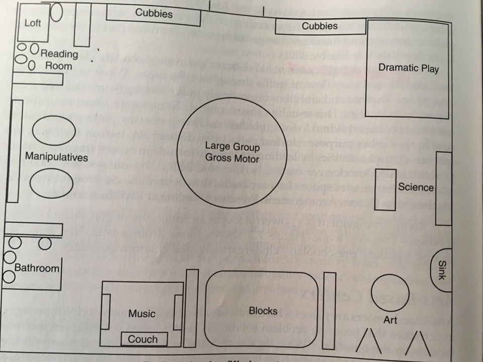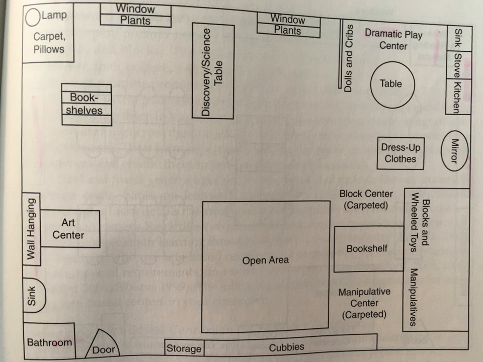You have some art easels, a science station, a sink. The one thing that you can really see that's not there is there are no desks for students. But again, if this is a preschool and kindergarten classroom, that might be something that they do not need. Let's look at this one. Now, this one right here is the sample for the toddler. And you have a sink, a stove, and a kitchen in that dramatic play center.